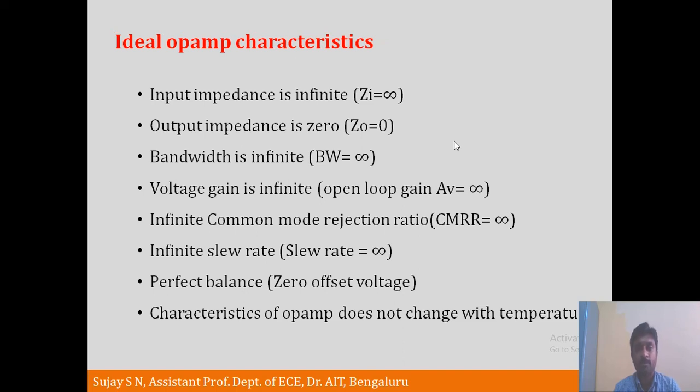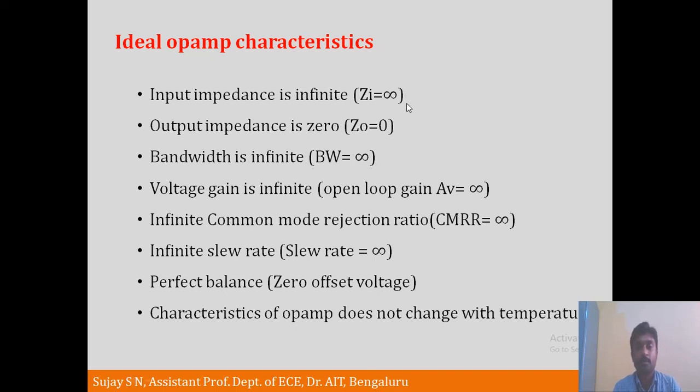And if the Opamp is ideal, the ideal Opamp characteristics are as follows. This is very important to understand these ideal Opamp characteristics. The first one is input impedance is infinite. The ideal Opamp will be having infinite input impedance, means at the input side the resistance offered by the Opamp is high, it is infinite, means it will not allow the current into the Opamp.